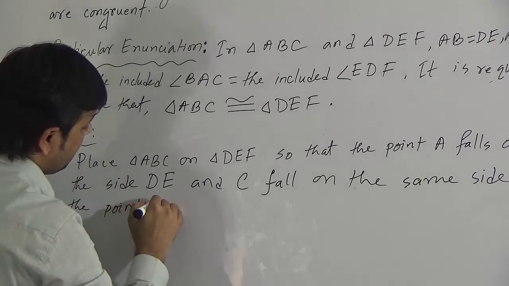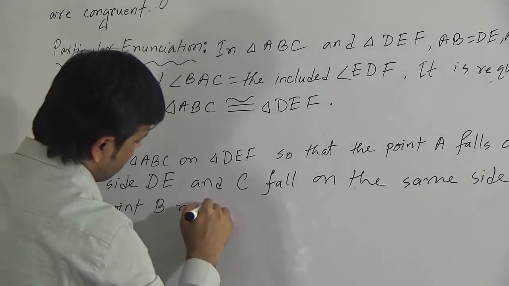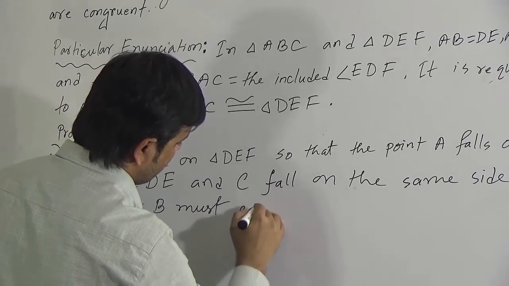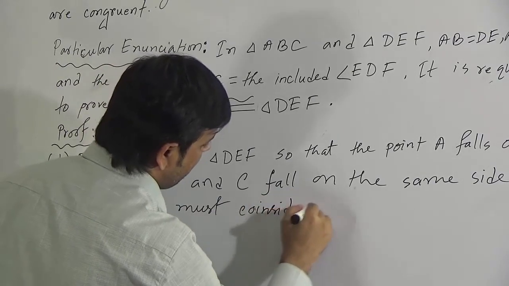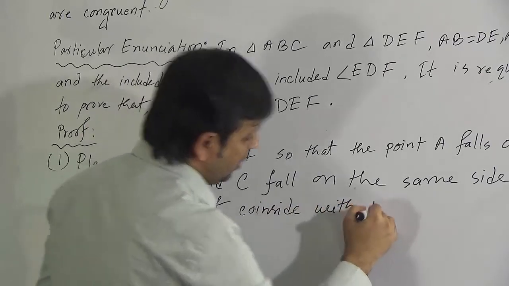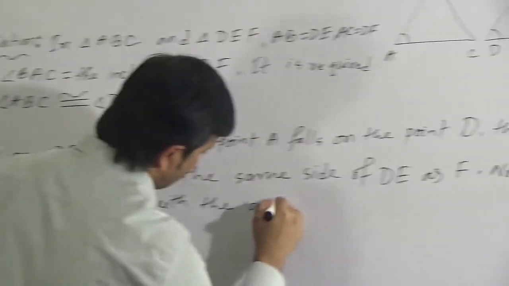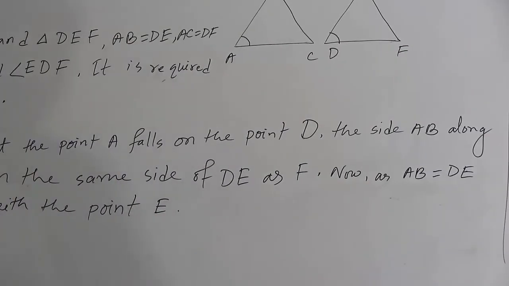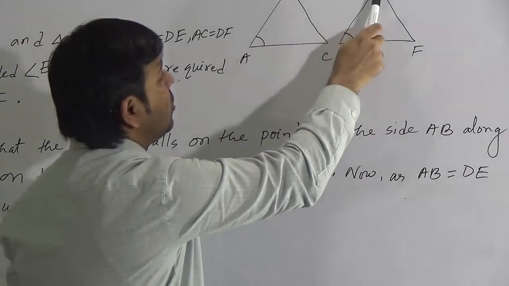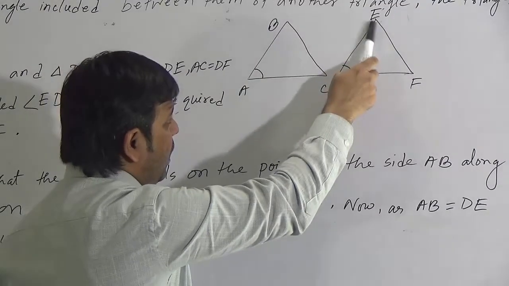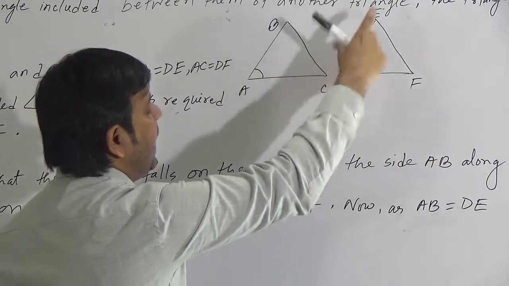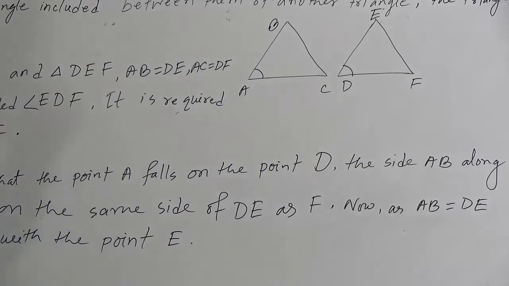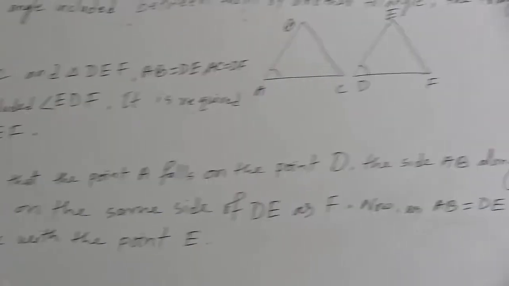The point B must coincide with the point E. It means that the point B will fall on E. It means AB and DE will match totally. Okay, then we can go to the second step.